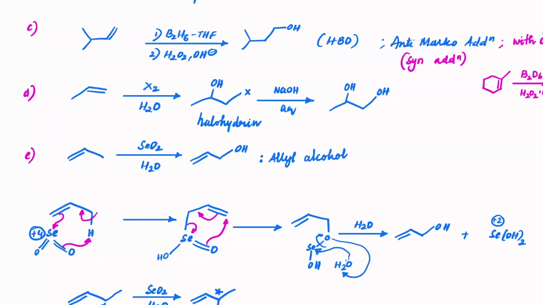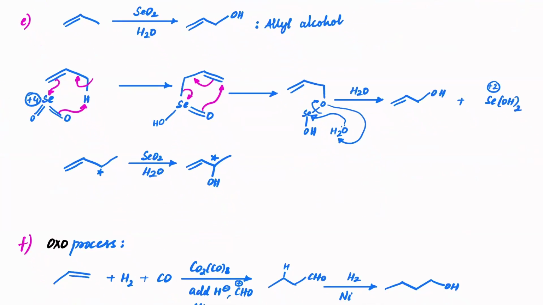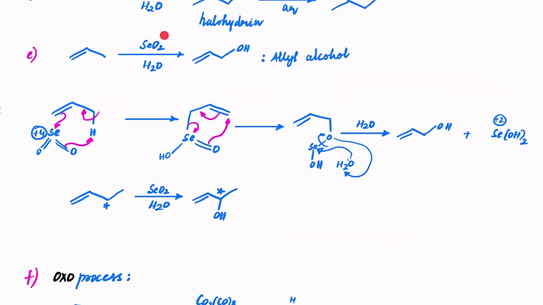Okay. Now this is a set of new reactions you can see. In case you have selenium dioxide and water, and you have an allylic position of carbon, then OH will be substituted on that position. So for getting an allyl alcohol, this reaction is specifically used. See, how the mechanism takes place here.